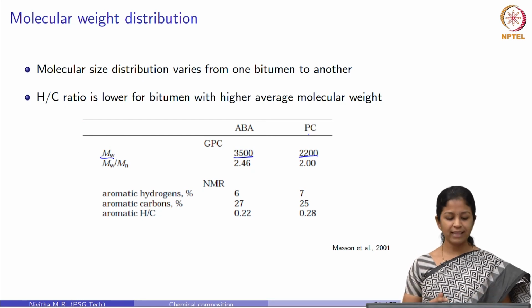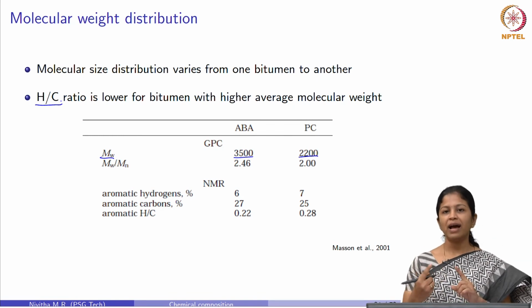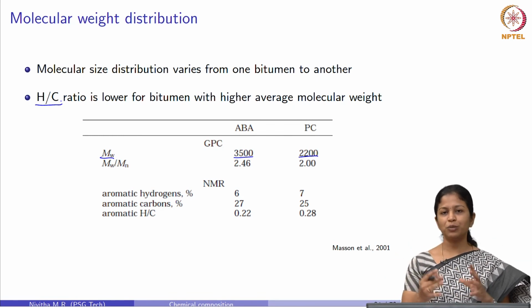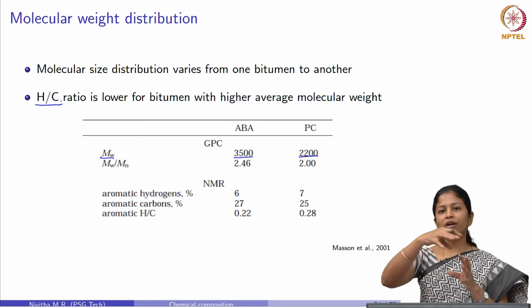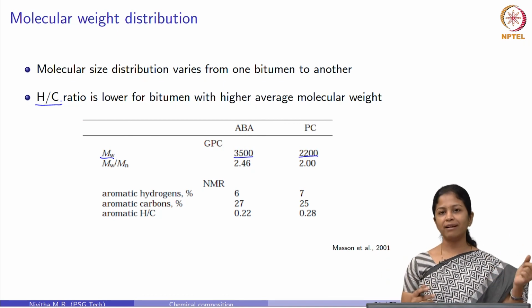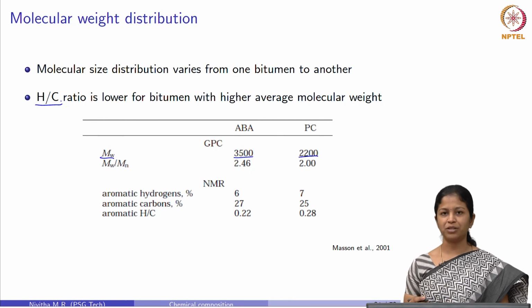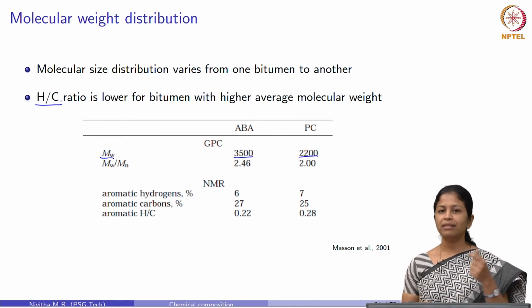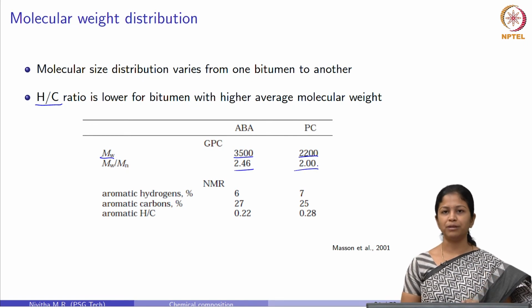And we have already seen that the hydrogen to carbon ratio is lower for bitumen with higher average molecular weight. So, we said that when we have a lower number of hydrogen atoms, there are more carbon atoms present. So, the molecule is bigger. So, we can relate the hydrogen to carbon ratio information to the molecular weight information. Again there we had seen that the ratio was different for these two types of bitumen.